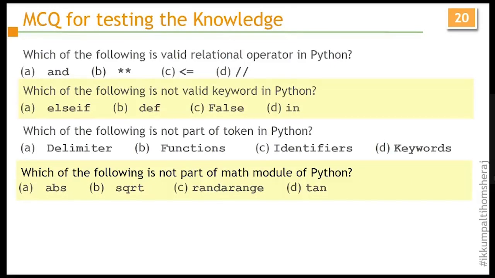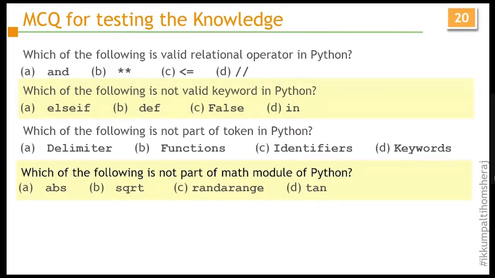Then the next multiple choice is which of the following is not part of a token in Python. Once again, we are trying to be as close as possible, because as a building unit, functions are also part of a program, but they are not considered tokens. That is why we have written functions as one of the options, which is very close. Many functions make a program, so that is a very close answer, and that is what we are trying to do here.